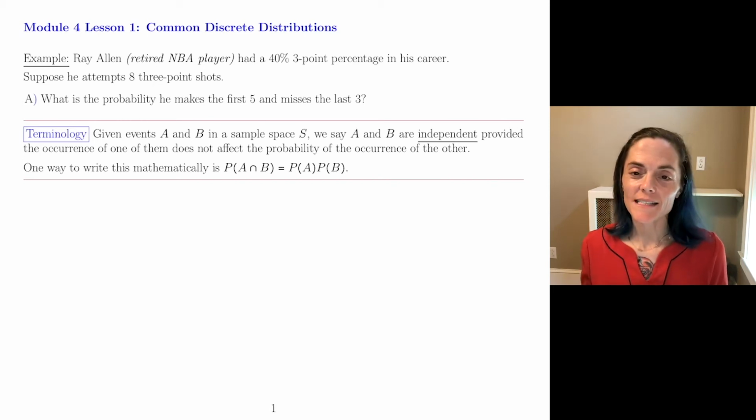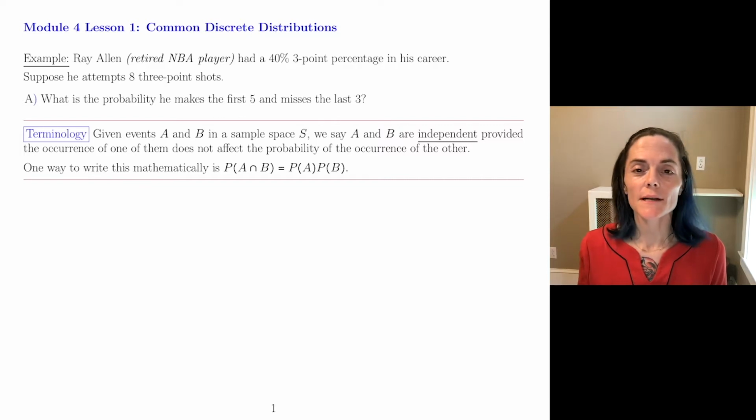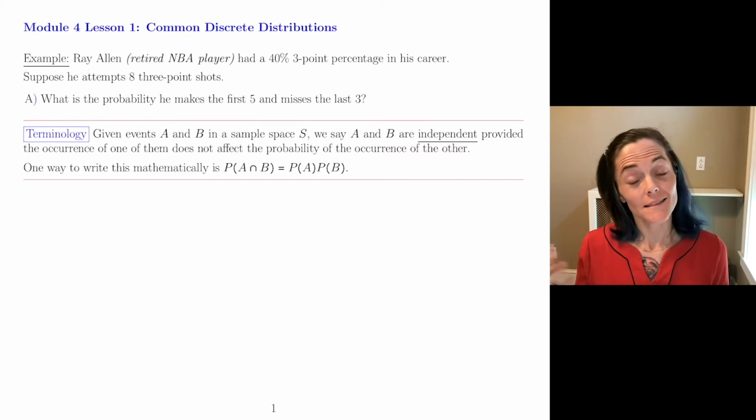Hello, we are here to discuss some common discrete distributions. Really, we're just going to discuss two discrete distributions, the binomial distribution and the Poisson distribution. But let's begin with an example. This is not from bioinformatics or biology.